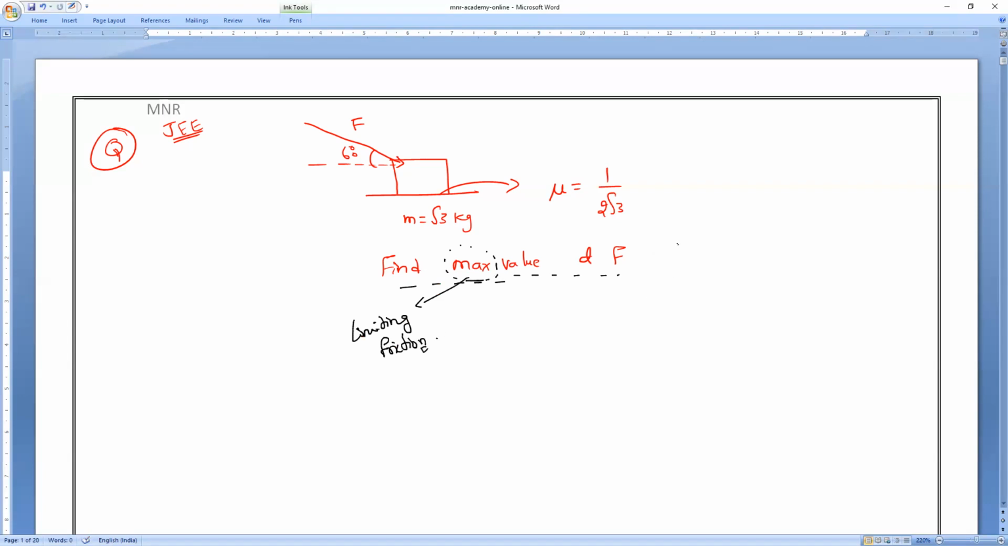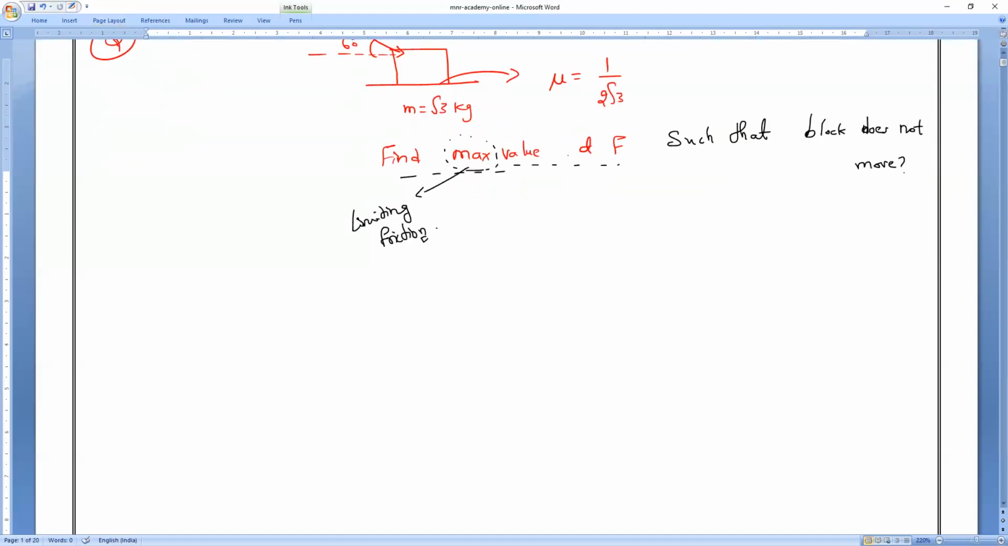Find the value of F such that the block does not move. It is ready to move, but it is not actually in motion. If we apply more force than that, it will start moving. So find that F, everybody. Make it quick. Try at least what you can do.